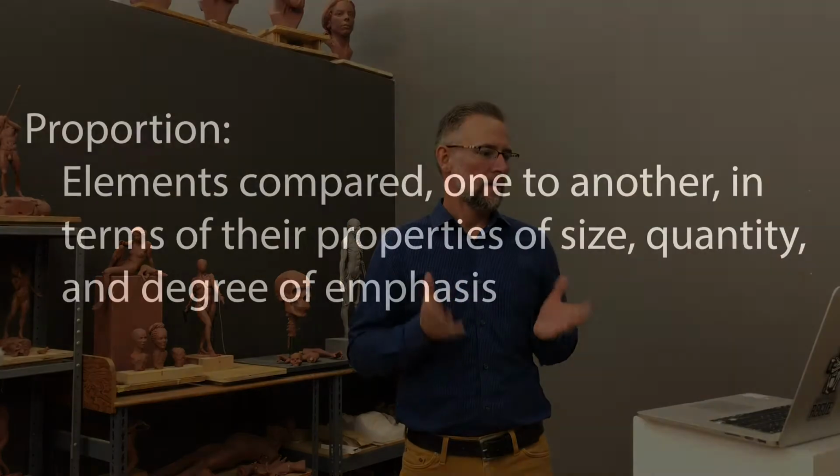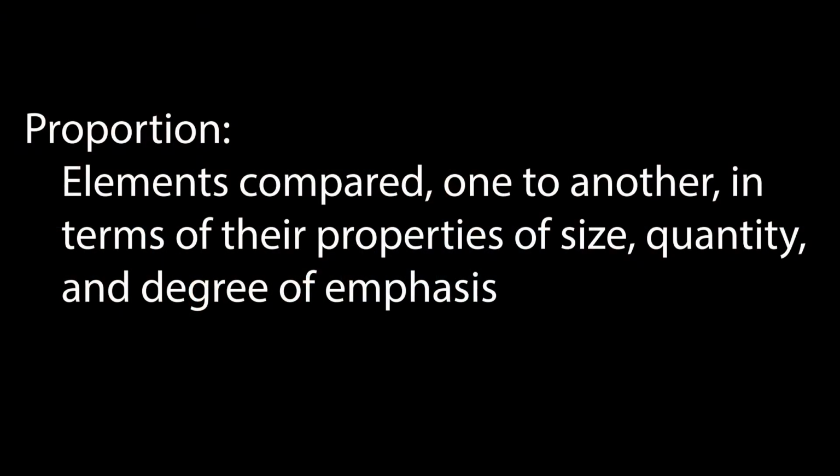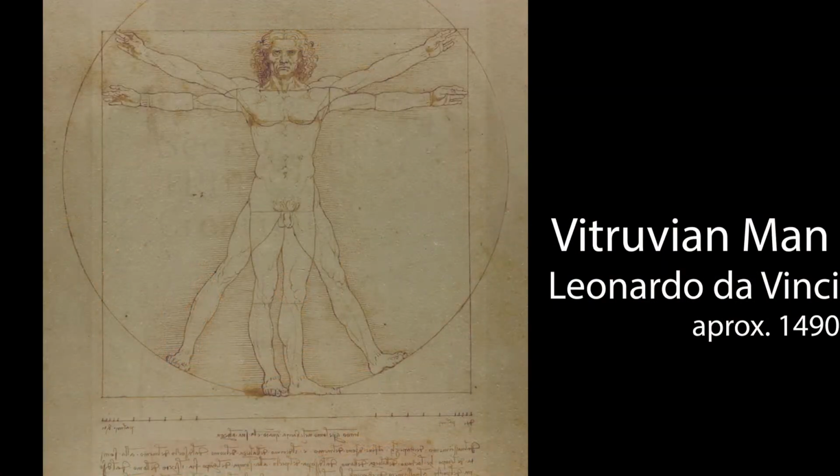So let's first talk about proportion and scale. Proportion is elements compared one to another in terms of their properties of size, quantity, and degree of emphasis. So what does that mean? It means how things are relating to each other in terms of their properties of size, quantity, and degree of emphasis. Probably the best example of proportion is Leonardo da Vinci's Vitruvian Man.